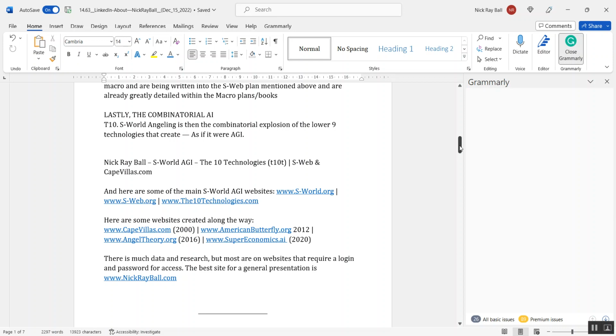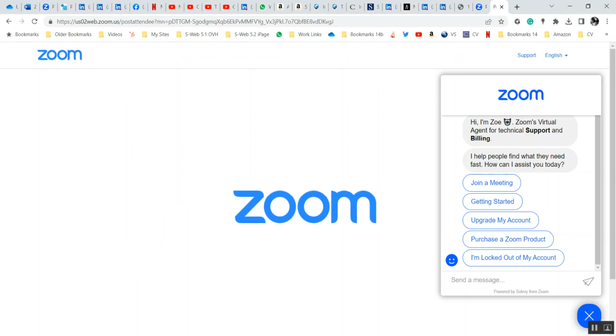And here are some of the main S-World websites: sworld.org, sweb.org, the10technologies.com, and here are some websites created along the way: capevillas.com, americanbutterfly.org, angeltheory.org, supereconomics AI. There is much data and research, but most are on websites that require a login and password for access. The best site for general presentation is nickrayball.com.